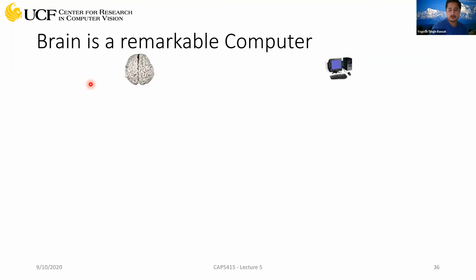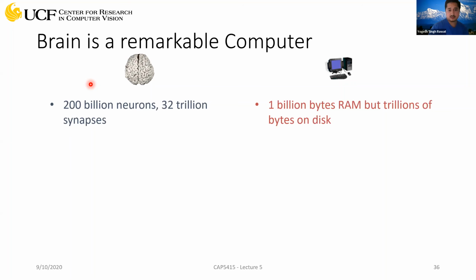Now let's do some comparison between the brain and a computer. In the brain we have around 200 billion neurons and 32 trillion synapses. So that's a lot. And in a computer, typically we have 1 billion bytes of RAM and trillions of bytes on disk. So we are comparing the storage, like disk, with the synapses and the computer memory, RAM, with the neurons, because that's where the processing is happening. In terms of energy, both are kind of similar.